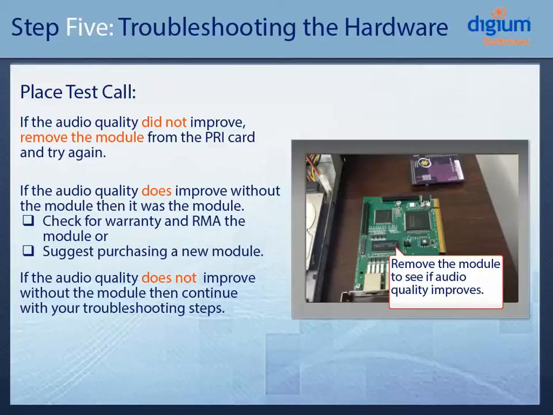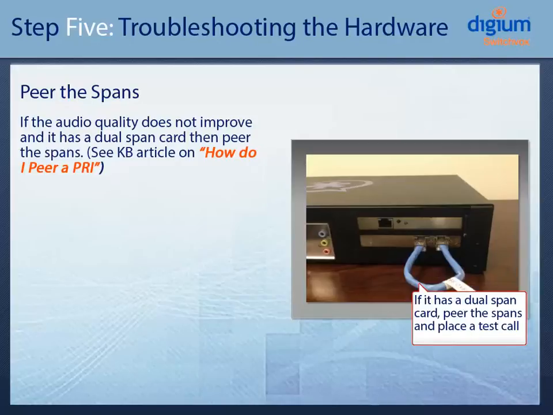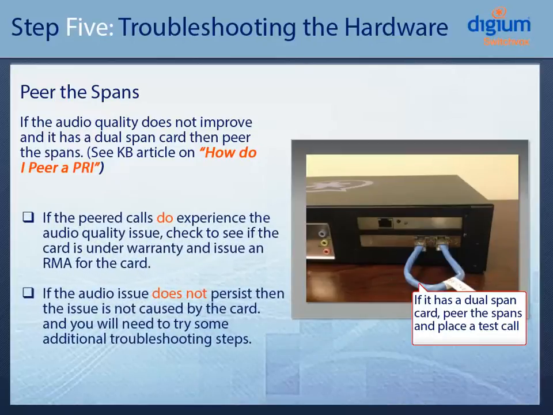If the audio does not improve, then you need to continue with some additional troubleshooting steps. If removing a module does not alleviate the issue, then check to see if they have a dual span card and peer the spans, and place a test call between the spans. See the KB article on how do I peer a PRI. If the peered calls experience audio quality issues, check to see if the card is under warranty and issue an RMA for the card. If not, consider purchasing a new card. If the audio issue does not persist, then the issue is not caused by the card, and you will need to try some additional troubleshooting steps.